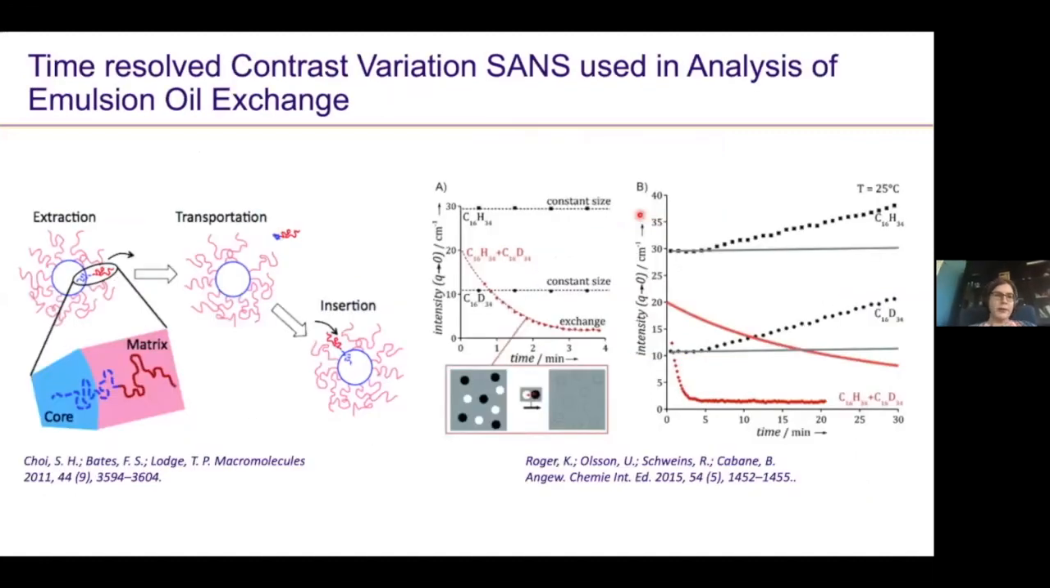So we're not the first ones to actually do this. This is still a fairly recent way of using neutron scattering, but many people have done this in the past. In particular, this is a very powerful type of measuring transport in colloidal systems when you're looking at things that are thermodynamically stable. One great example of this is the work of Tim Lodge in Minnesota.